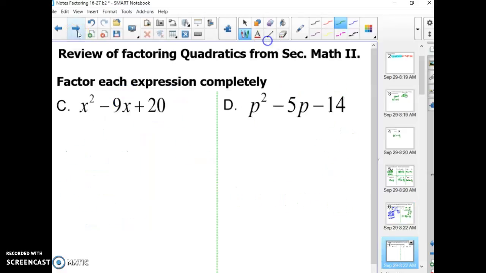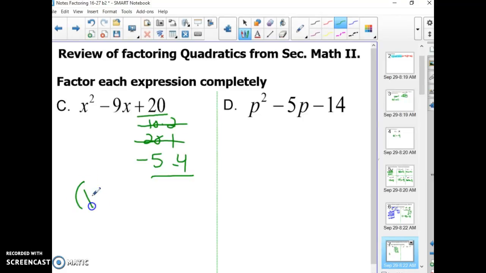So here's another example using it that way. What will multiply to 20? 10 and 2, 20 and 1, 5 and 4. Well, which values will give me a 9? 10 and 2, I can never do it. 20 and 1, I can't do it. These two I can, but it needs to be negative. So if those are both negative, a negative and a negative make a positive, so I can multiply to a positive 20. I add to a negative 9, and it factors into x minus 5, x minus 4.